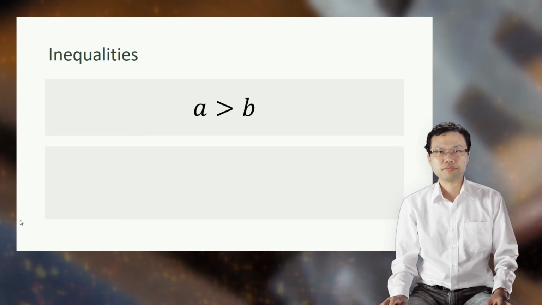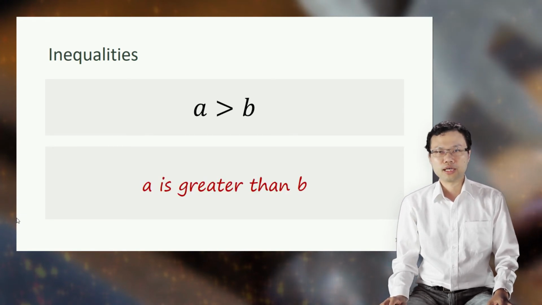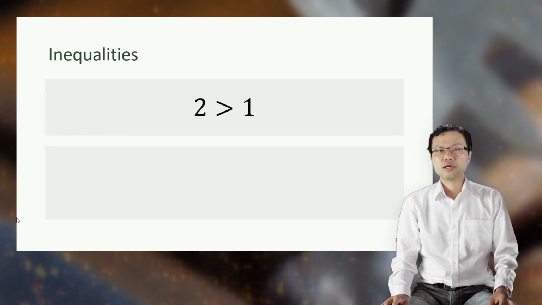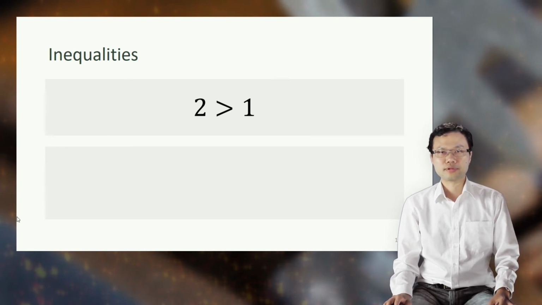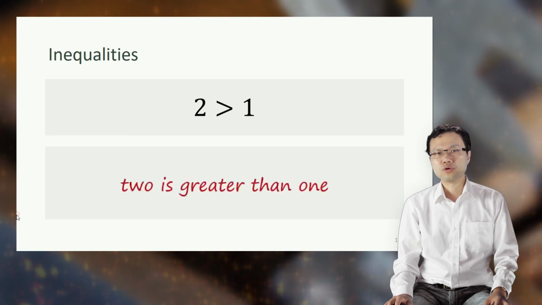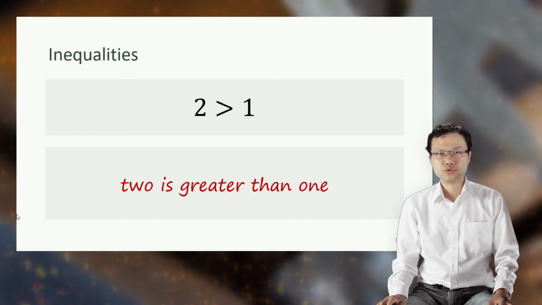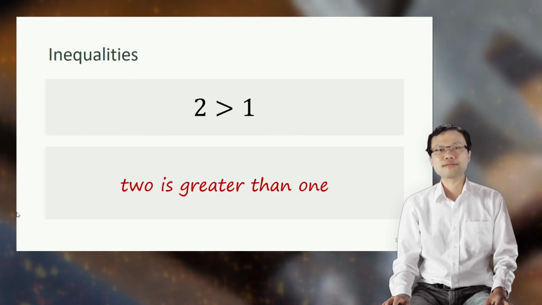The first type is greater than. In this case, the expression is read A is greater than B. An example is, we know that 2 is a larger number than 1. So we read this mathematical relation, 2 is greater than 1. Simple, yeah?